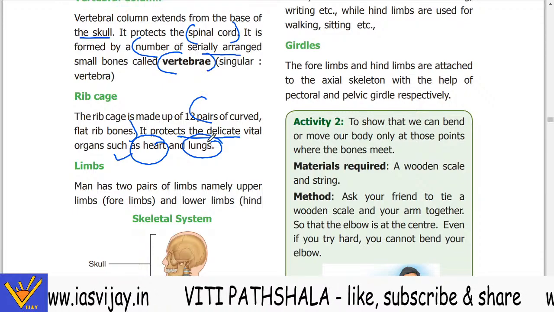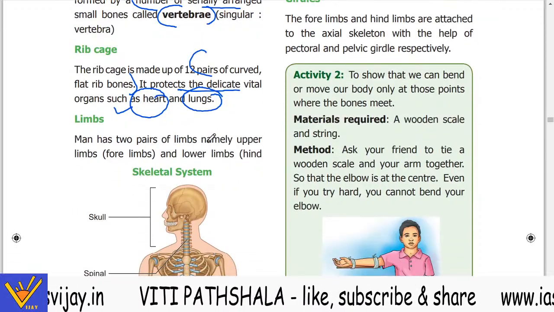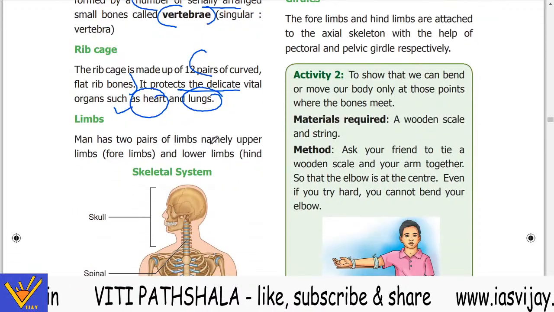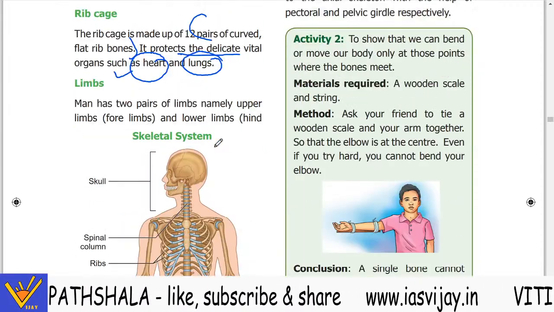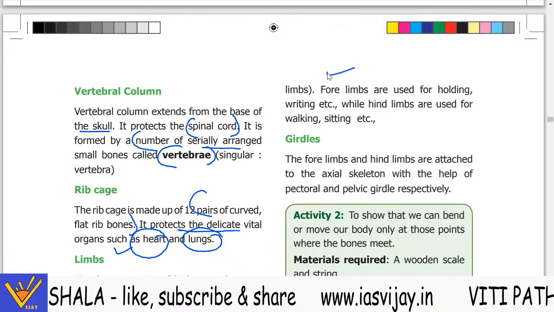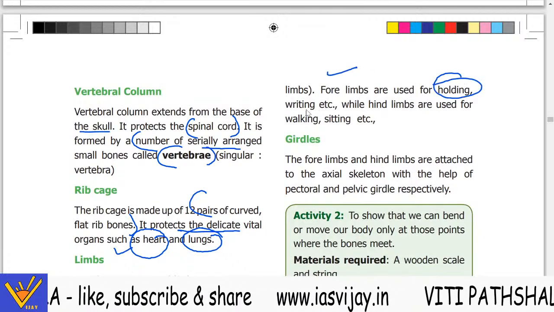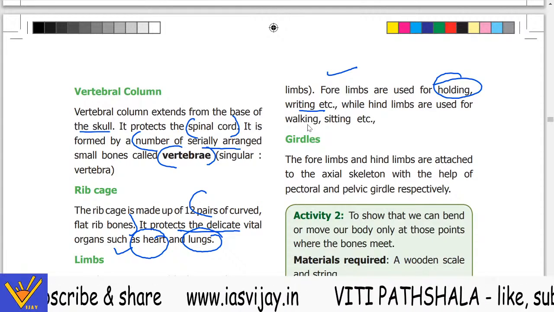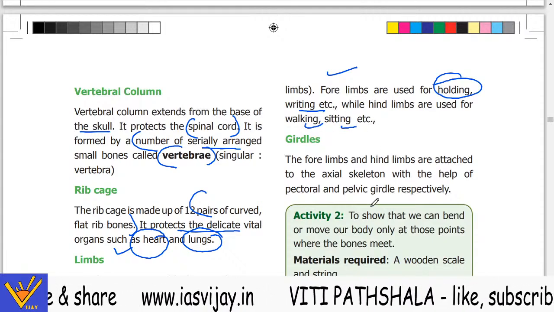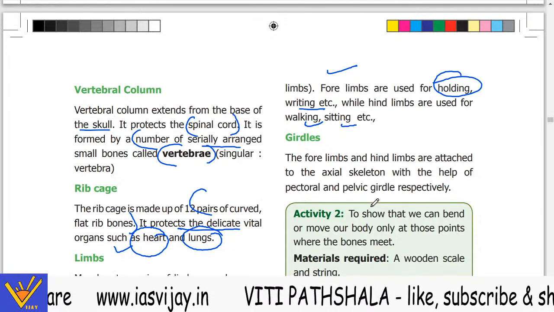Then come the limbs. Man has 2 pairs of limbs, namely the upper limb, that is the forelimb, and the lower limb, that we call the hind limb. Forelimbs are used for holding, writing, etc., while the hind limbs are used for walking, sitting, etc.